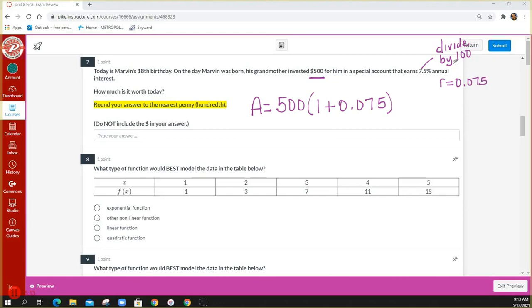And this account was in there until his 18th birthday, so t is 18. So substitute that in your calculator. And you should get, don't include your dollar signs, $1,837.90.